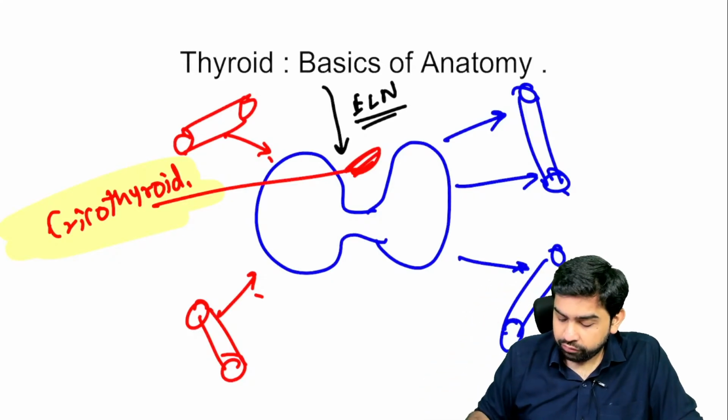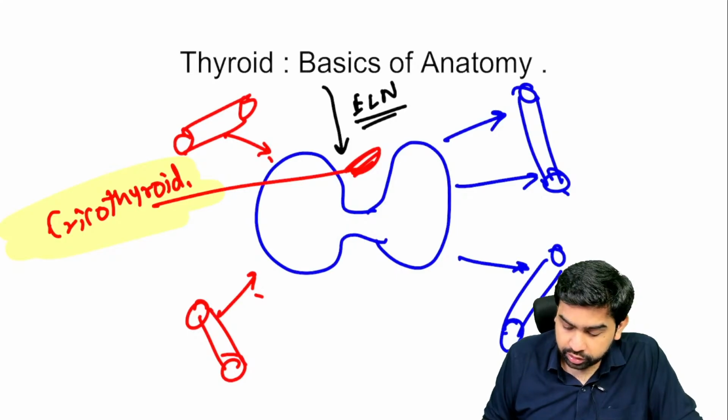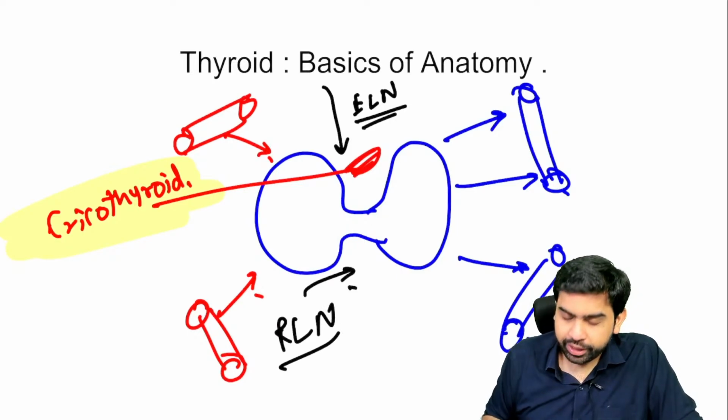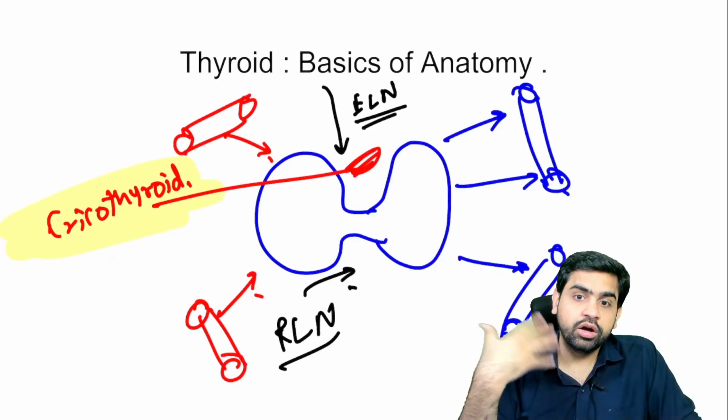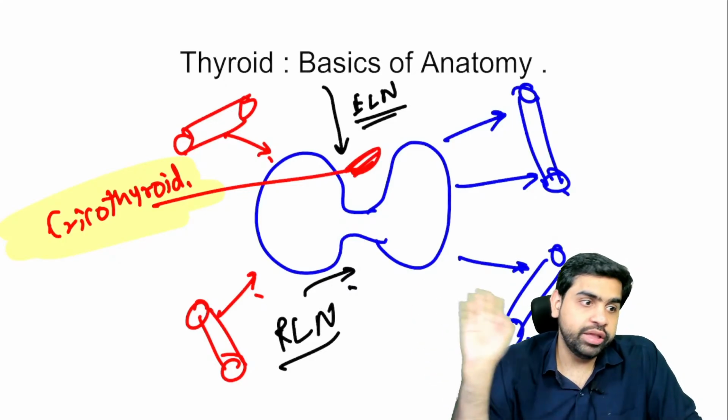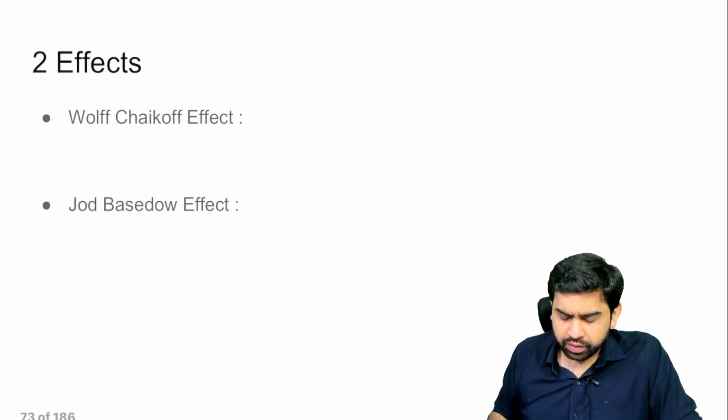Then we have the recurrent laryngeal nerve. The recurrent laryngeal nerve basically supplies all the other muscles of the larynx. That is what you need to understand over here. So this is the very basics of it.